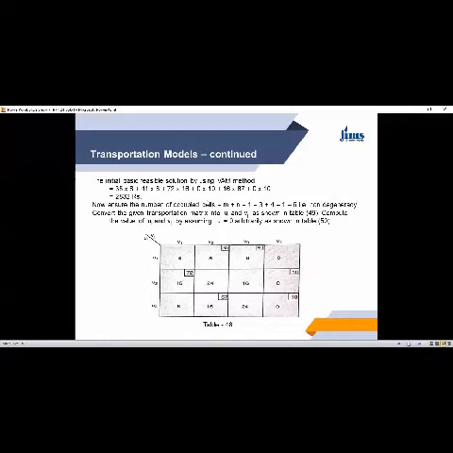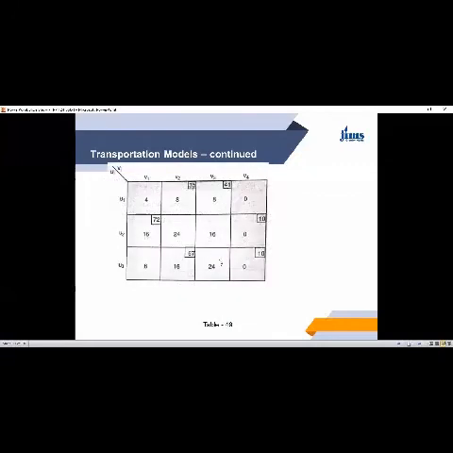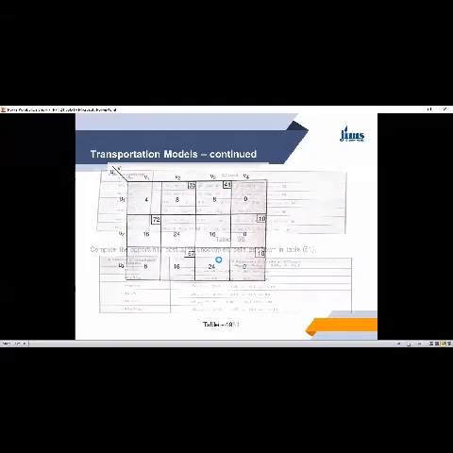So the modified distribution method, which is abbreviated as Modi method. We assign U1, U2, U3 values to the 3 rows and V1, V2, V3, V4 values to the columns, and we put U1 equal to 0 arbitrarily. Then U1 plus V1 is equal to 4, so V1 is equal to 4. Likewise we calculate the values for the occupied cells.